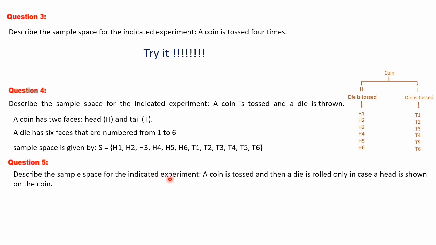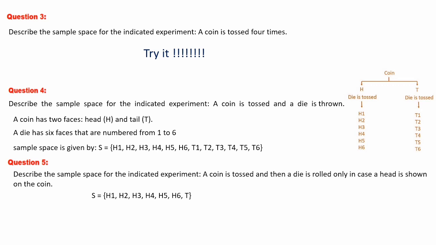Describe the sample space for the indicated experiment. A coin is tossed and then a die is rolled only in case a head is shown on the coin. Here, just go through the question again. When a coin is tossed, you will get two outcomes, either head or tail. And then a die is rolled only in case head is shown. If you get a head, then only you will go for rolling the die, or else you will stop.